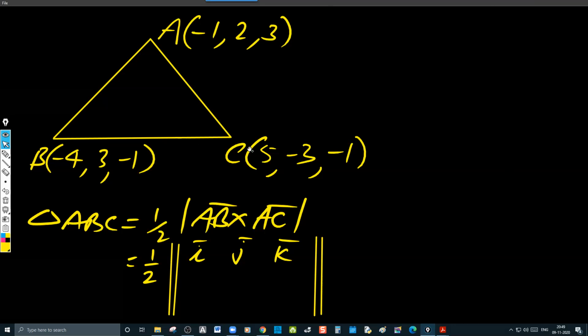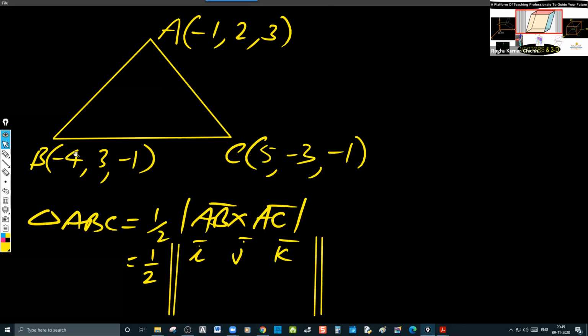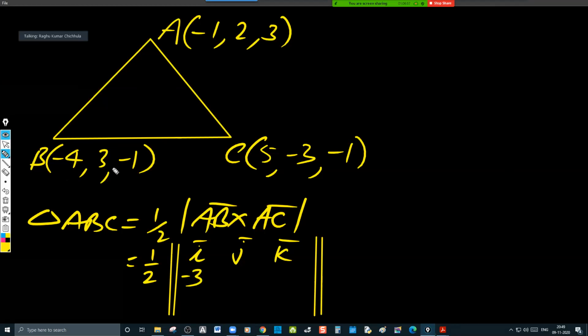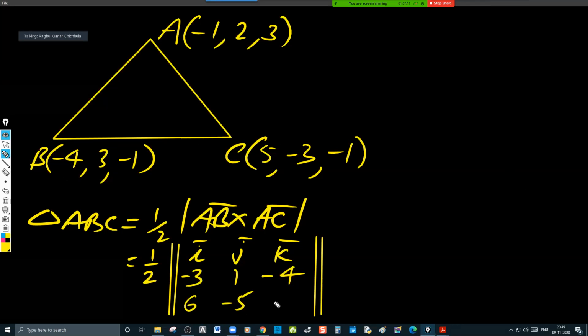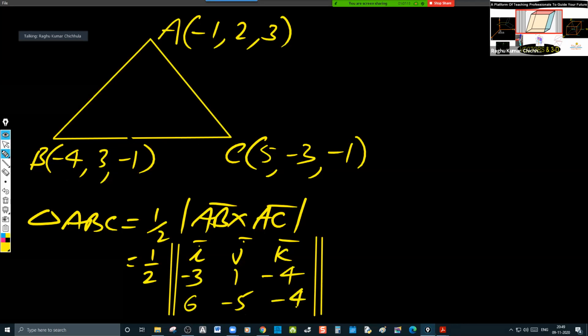Okay. Now, what is that AB bar here? AB bar is OB minus OA. Mind calculation: -4 + 1, -3. Praneth, this is OB minus OA. I'm writing 3 - 2, 1. And -1 - 3, -4. And AC bar means OC minus OA: 5 + 1, 6. And -3 - 2, -5. And -1 - 3, -4. Simply you have to find out the determinant of this.